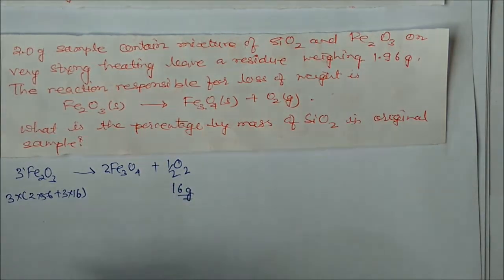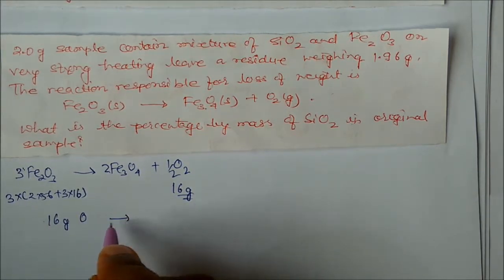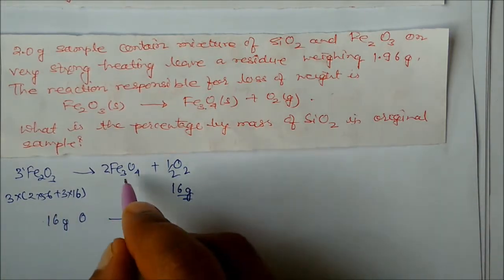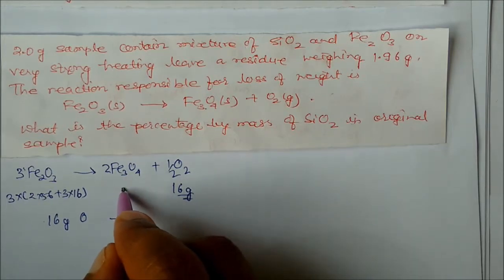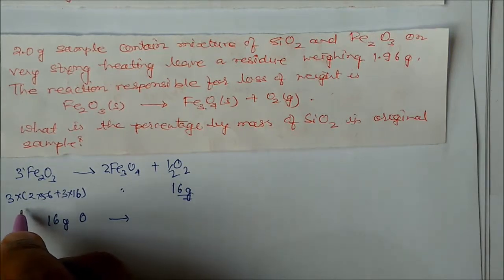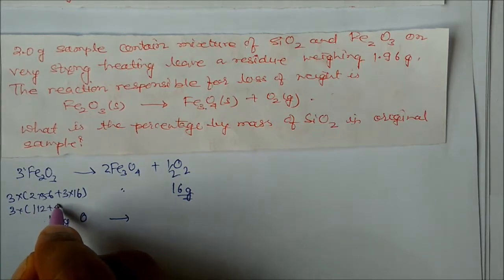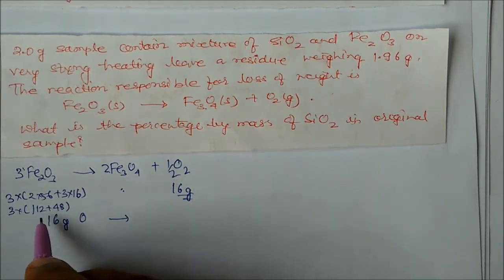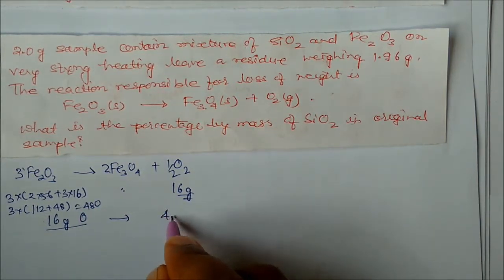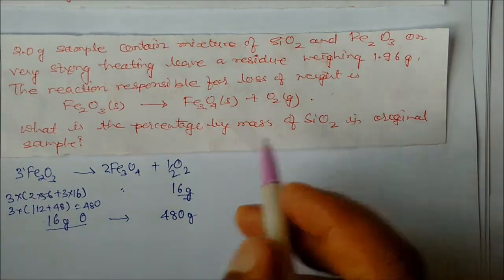So now we can see, if you take 16 gram of oxygen, how much are you getting? For Fe2O3, 2 into 56 is 112, plus 48, so 112 plus 48 is 160. So 160 into 3 is 480 gram. If you take 16 gram of oxygen, you are getting 480 gram of iron oxides.